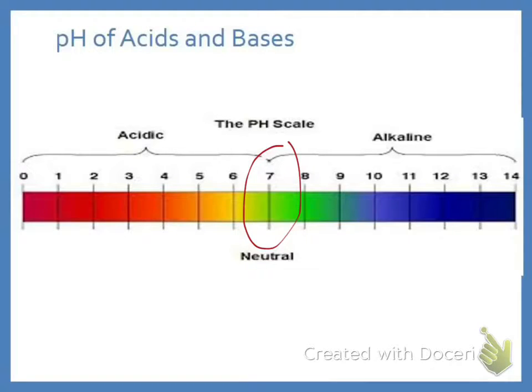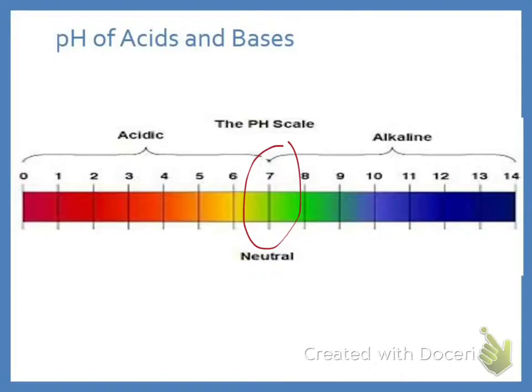And when we're determining if something is acidic or basic, we're always going to look at the pH, because we're going to learn something today called the pOH. But when we're determining if something is acidic or basic, we're going to look at the pH for that.